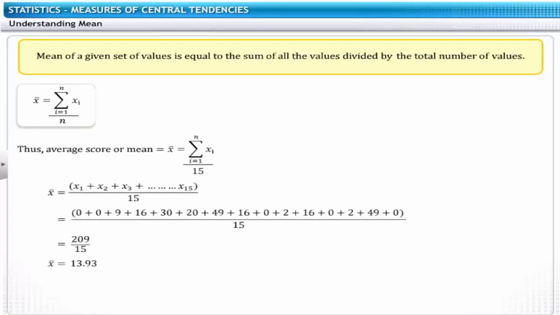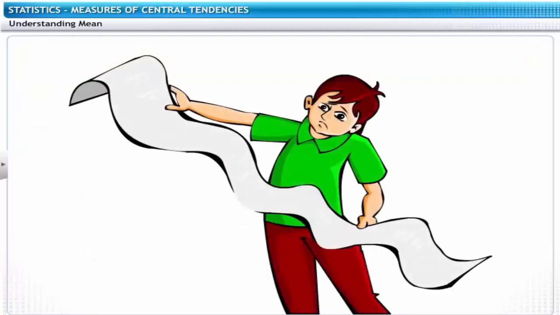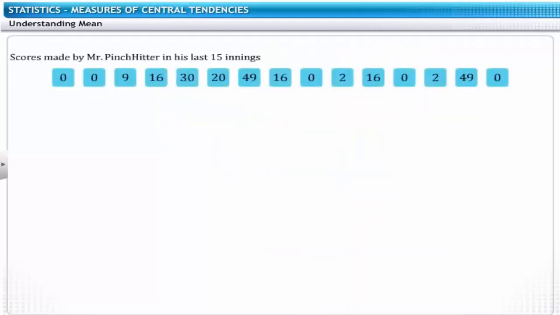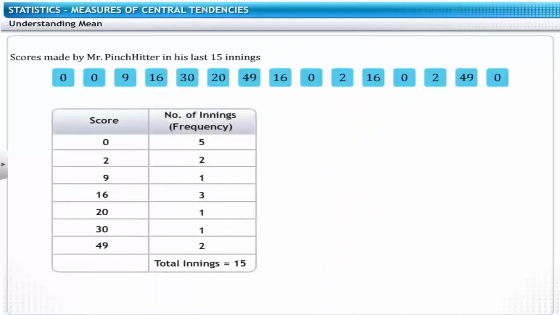In both methods that we have used so far to calculate the mean, we have added a large number of values. This would be more problematic if we were using data from, say, 30, 50, or 100 innings. Let us see if there is a simpler way to calculate the mean. Let us arrange Mr. Pinch Hitter's scores for the last 15 innings into a frequency distribution table. Now, let us see how this helps.